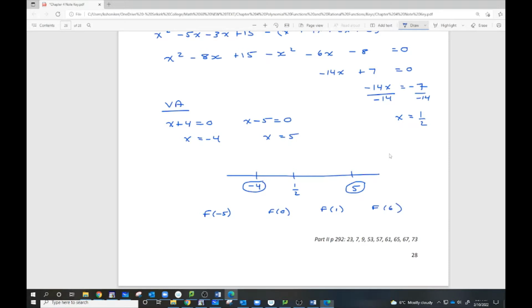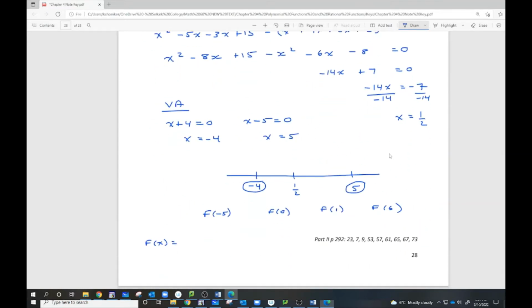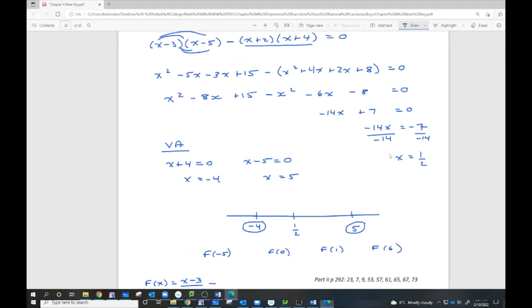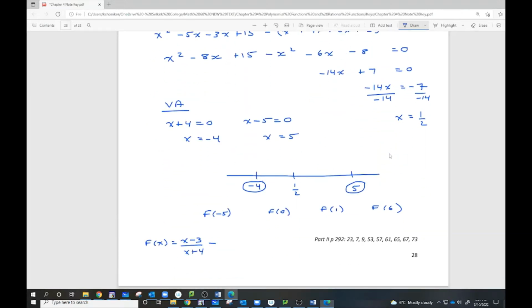Now in reality, if I test 0, I pretty much trust that these are all going to swap. You guys can let me know if you find one that doesn't. But what are you plugging it into? Well, f of x is equal to, let's back up here, (x - 3)/(x + 4) minus (x + 2)/(x - 5). So this is what I'm plugging the values into.